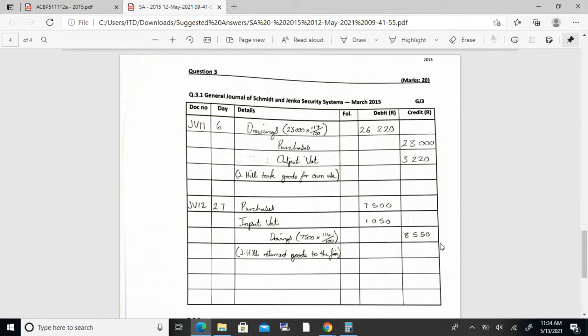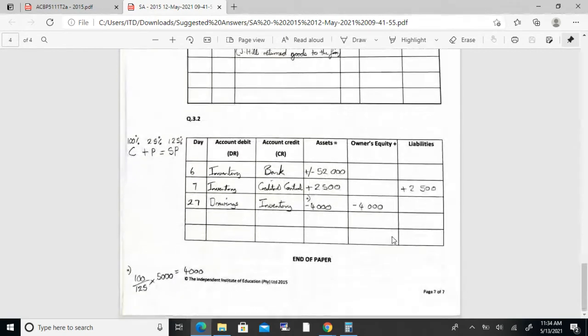Okay, then the transactions. So let me scroll down. Okay, the transactions. They say purchased inventory to the value of 52,000, pay by EFT. Okay, so since we see EFT, we know it's the same as check, it's the same as cash. That's obviously going to affect our bank. Okay, we are losing money, money is leaving us, so we're going to credit the bank.